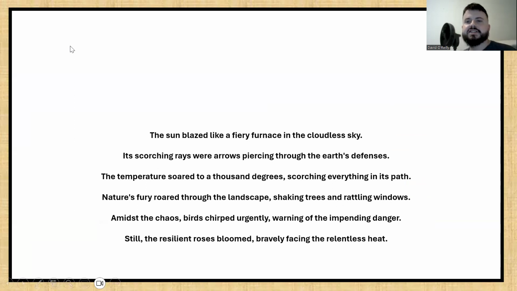So this is a poem, okay? I'm going to read a poem first. So it says, the sun blazed like a fiery furnace in the cloudless sky. Its scorching rays were arrows piercing through the earth's defenses. The temperature soared to 1,000 degrees, scorching everything in its path. Nature's fury roared through the landscape, shaking trees and rattling windows. Amidst the chaos, birds chirped urgently, warning of the impending danger. Still, the resilient roses bloomed, bravely facing the relentless heat.